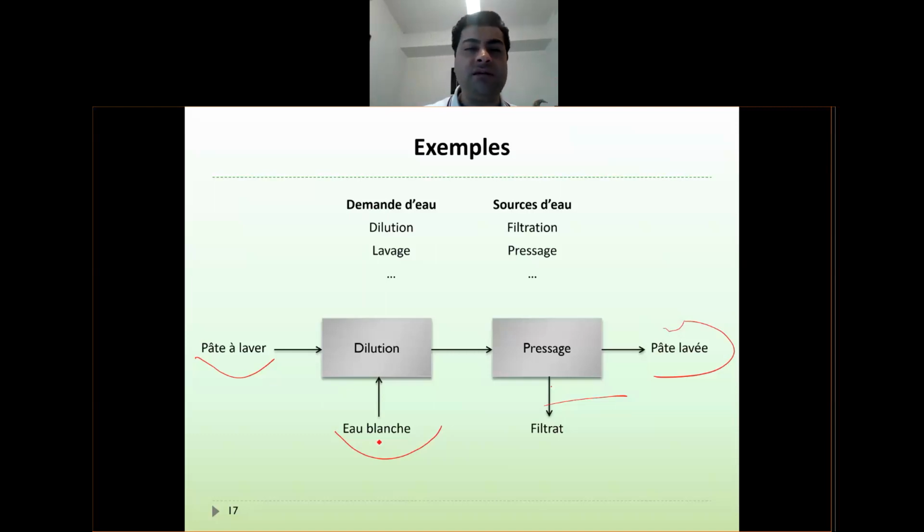You are demanding. So here is demand, but here after filtration, since you do filtration, the solid is separated from the water phase or aqueous phase. Here you have supply or source of water. So I hope you understood how we can have water demand and water supply in the process.